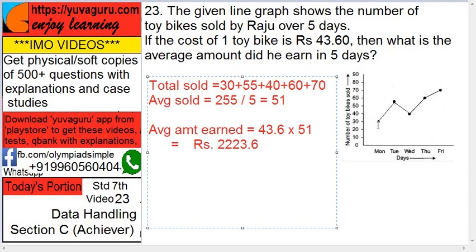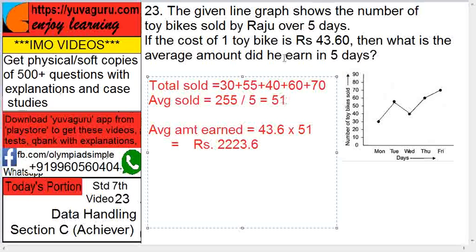First day 30, then 55, then 40, then 60, then 70. Add them. The answer is 255. Now average toy bike sold equals 255 upon 5. How many number of elements? 5. So answer is 51. So average toy bike sold equals 51.